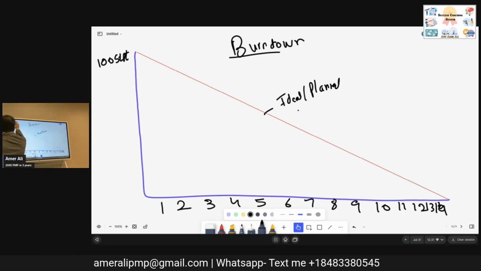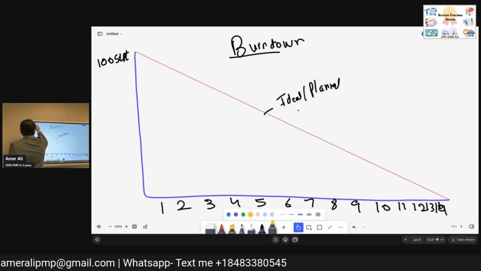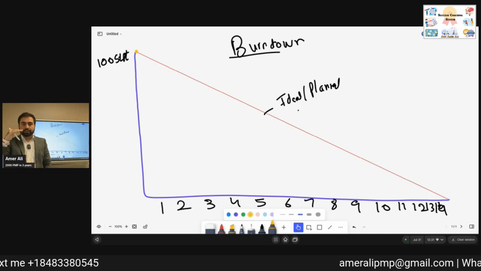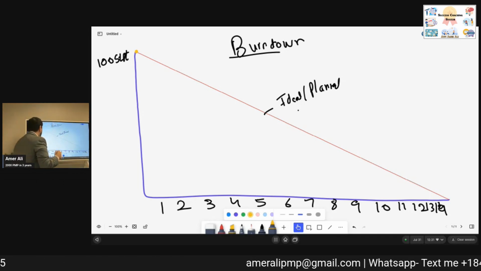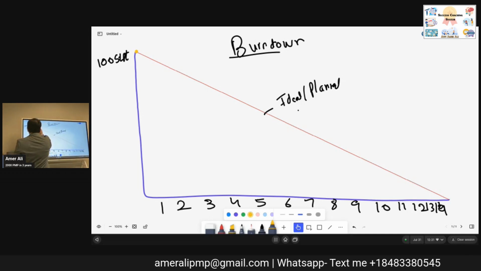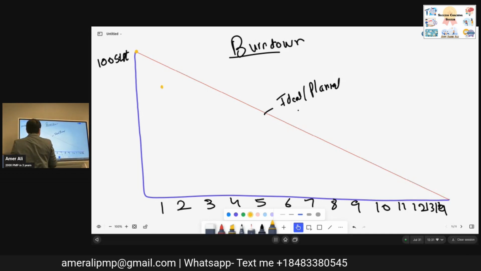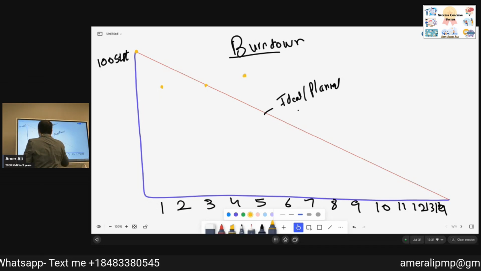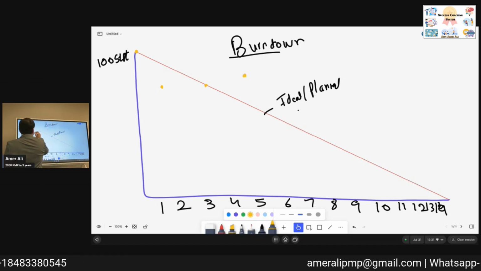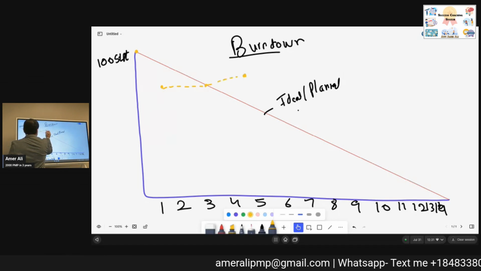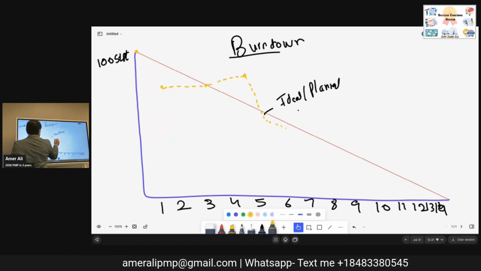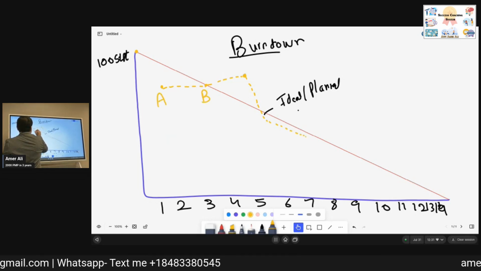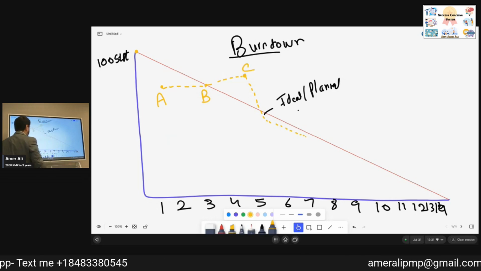On day 1, we are here on the top. On day 2, we are here. On day 3, I'm again back here. On day 4, I'm again here. Okay, so this is, let's say, point A, point B, point C.